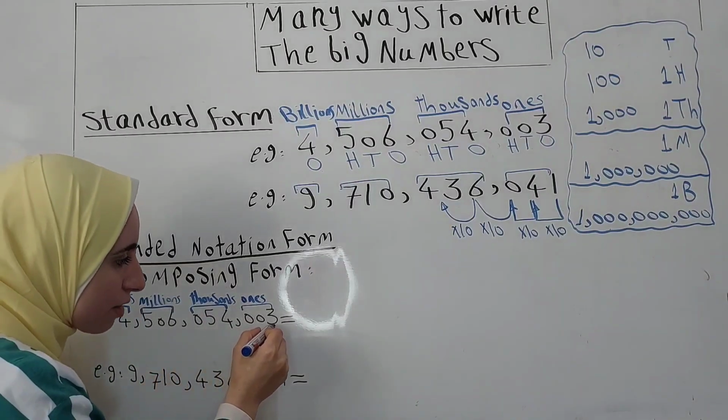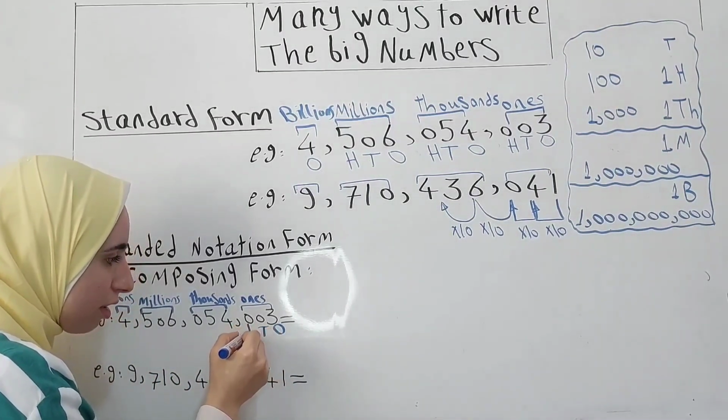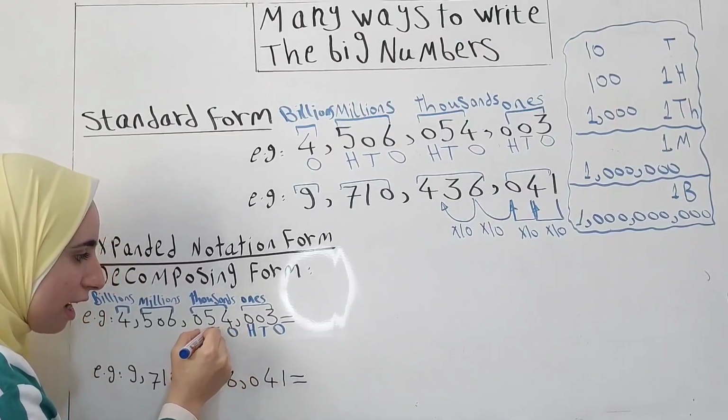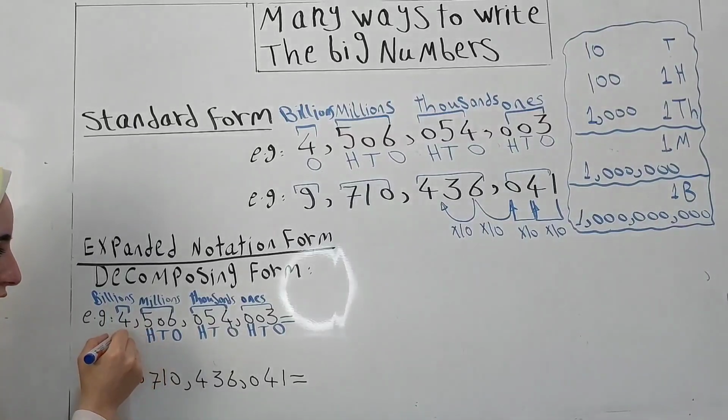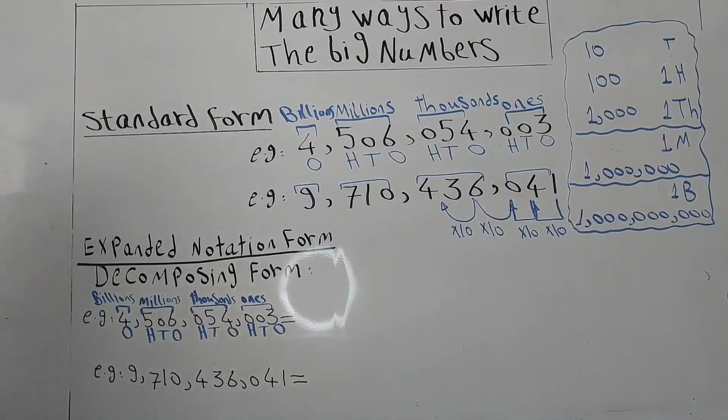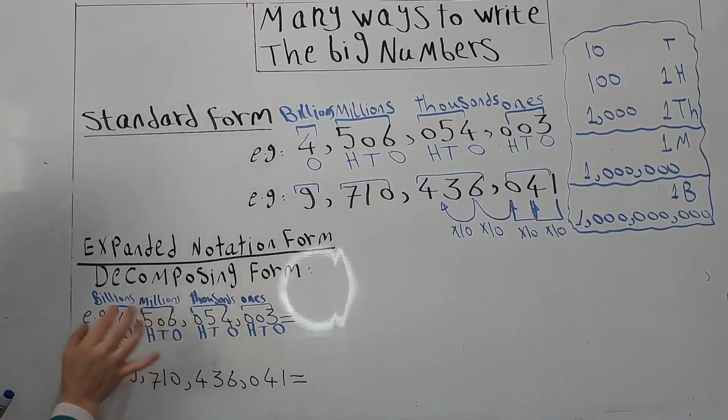Now, each family has three places: ones, tens, and hundreds. Ones, tens, hundreds. This is ones. Now, we start from the left. The digit 4.